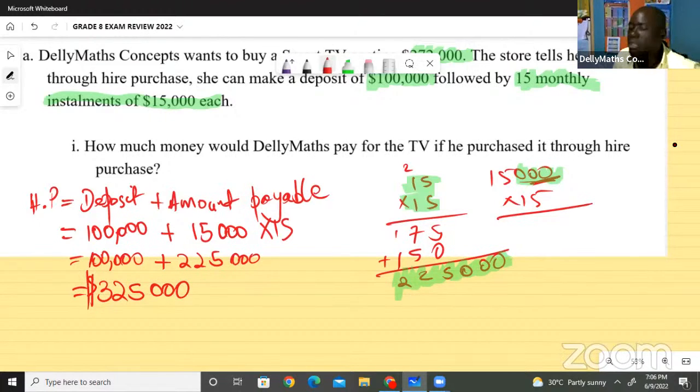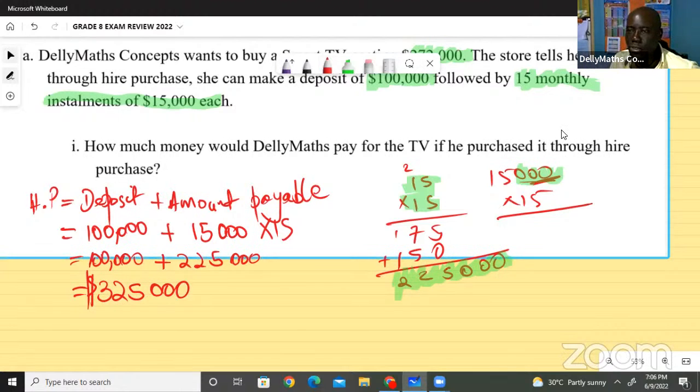Hire purchase is always going to cost you more. A lot of people don't know, but it costs you a lot more. So it's just the convenience that works for you. That convenience. The fact that you could go there, don't have the money, and then end up getting it.